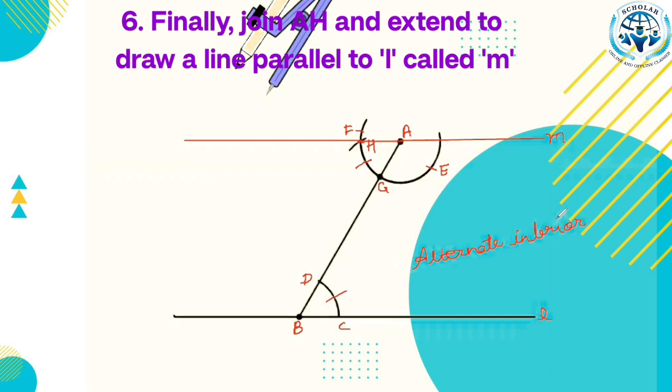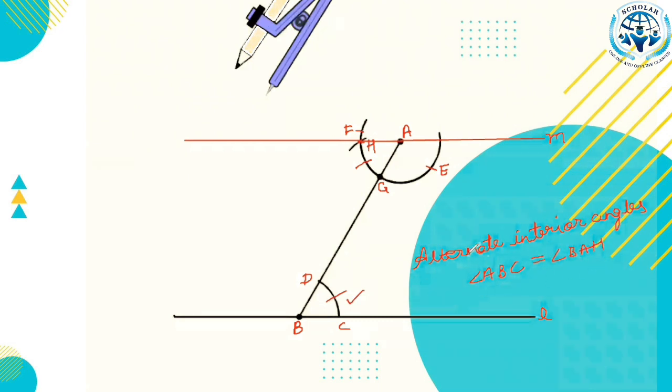Angle ABC is equal to angle BAH. These are alternate interior angles. These are equal and L is parallel to M.